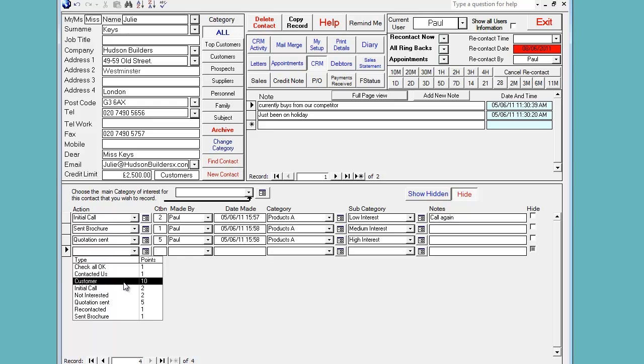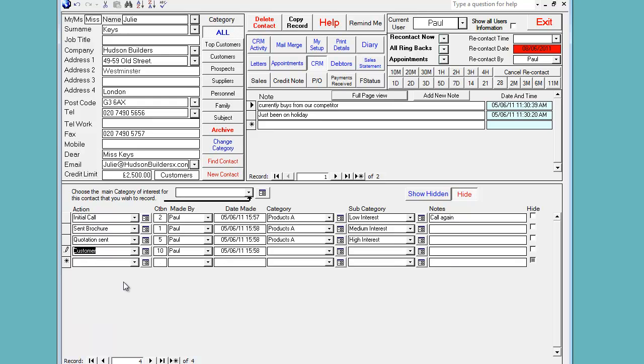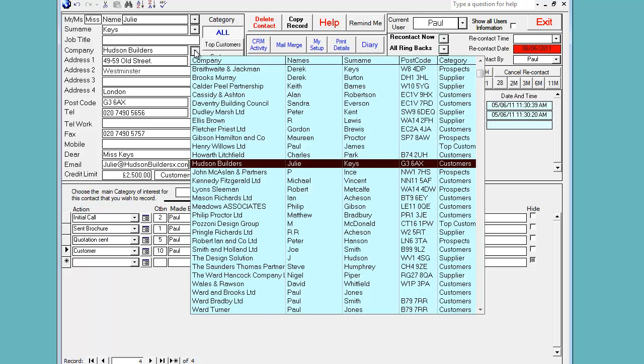We'll say that she's accepted our quotation, placed an order, and is now a customer for product A, and order taken. But with some imagination, this system can be made to achieve a number of goals. Let's go to another customer.